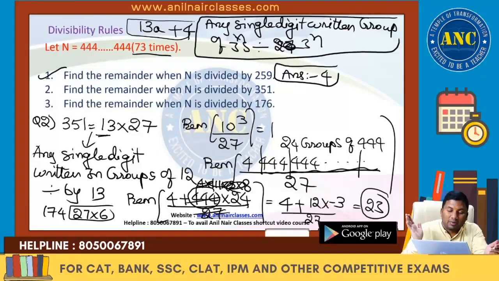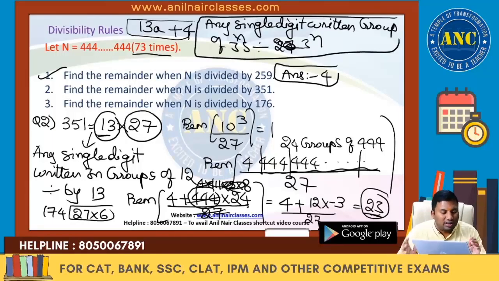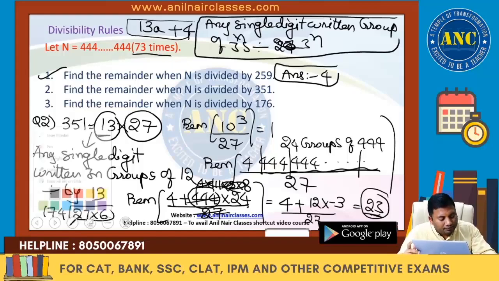For 27, take a group of 3 digits, add 1. 444 is a 3-digit number, 24 groups will be there. 4 plus 444 into 24 divided by 27 gives 23. Equate both the equations, you will get the answer. I hope the idea is clear. If it is not clear, I will do one more example so that it will be clear. The idea is to use the divisibility rule for 13 and 27. Logic clear? Question number 3.